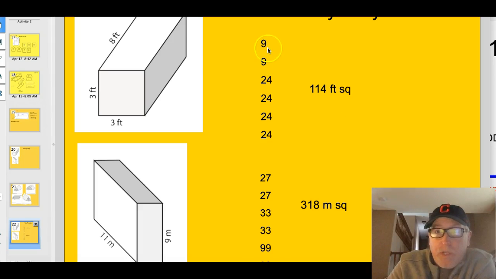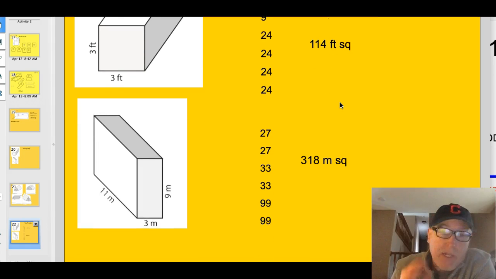All right, and this one here, you got 2 sides that are 3 times 3 are 9. You got 4 sides that are 3 by 8. This side, this side, this side, and this side. Add them all up, 18. This is 96. You have 114.